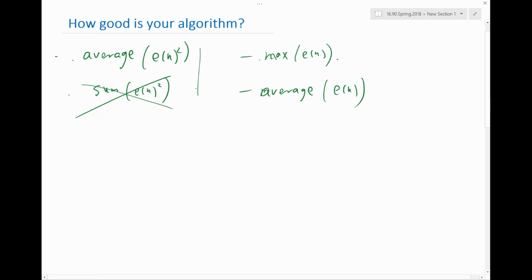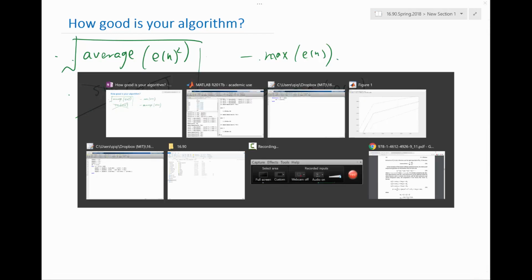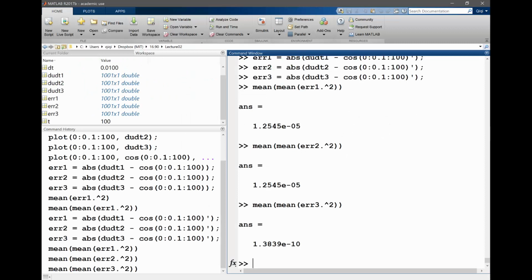The average of a square, you don't really have to. And by the way, we usually take the square root after you average so that you get the same units as the solution itself. Otherwise, your units are different. So when you compare the error against the actual solution, when you want the relative error, it's better to have the same units. All right. So here, after you take the square root, there are still different orders of magnitude.